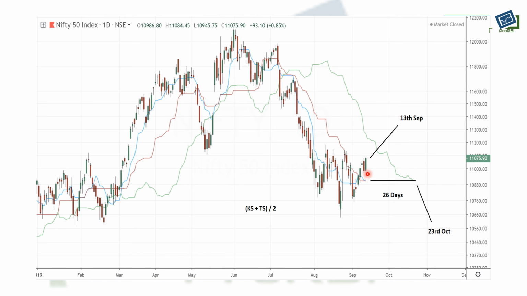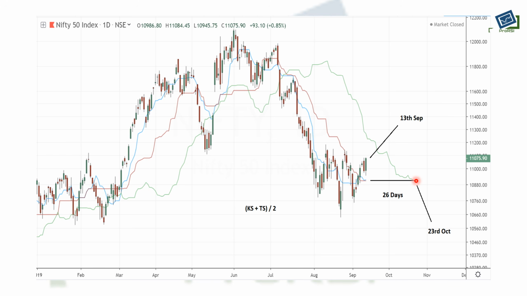So how is it calculated? Basically, on 13th September, he took the value of the Kijun-sen and the Tenkan-sen and divided by 2, and then plotted the value 26 days ahead of 13th September. So the value of (Kijun-sen plus Tenkan-sen) divided by 2 on 13th September was plotted on 23rd October, that is 26 days ahead. Why has he done this? What is the reason behind doing that?